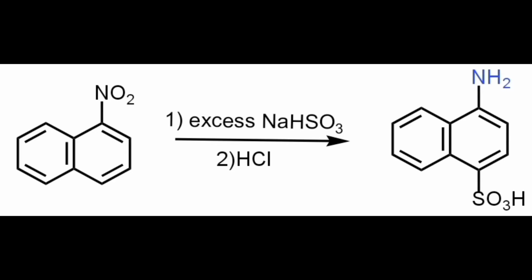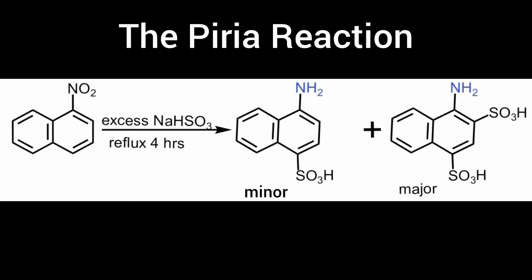I searched on Science Madness and found that Magpie synthesized naphthionic acid by the Piria reaction. The Piria reaction is a one-step process in which reduction of the nitro group and sulphonation take place simultaneously, but the desired product naphthionic acid is formed as a minor product and the 2,4 sulfonic acid derivative is formed as the major product. It was noted that sodium bisulfite is used in 75% excess in the Piria reaction.